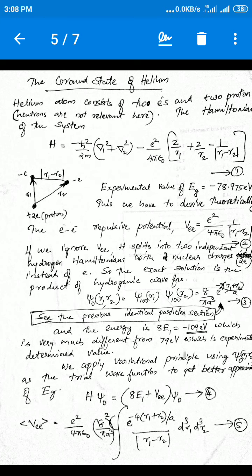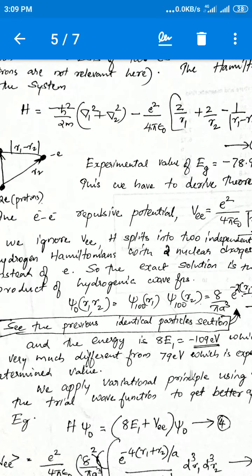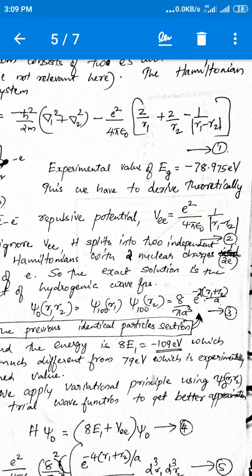We know this wave function already. We have derived it in the identical particle section. I taught you identical particles not in this module, but in the last module. In that section you can go and check. We have directly taken that equation here. The wave function of the helium atom is 8 by pi a cube into e raised to minus 2 r1 r2 by a.